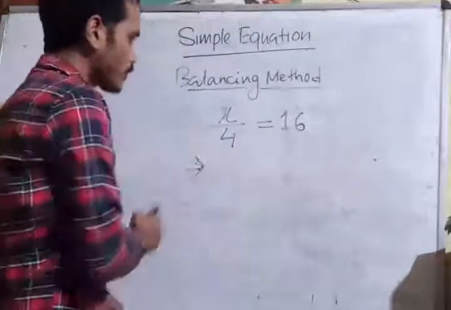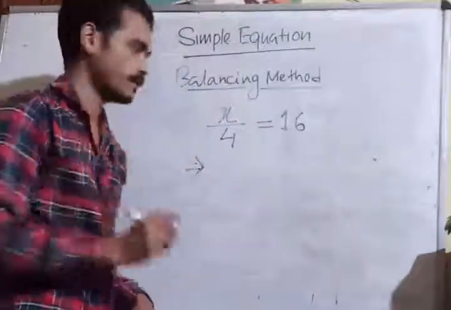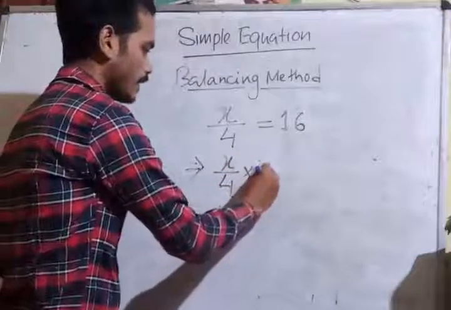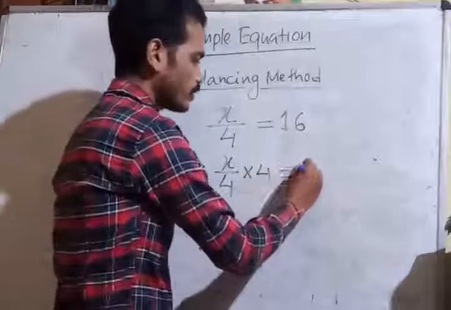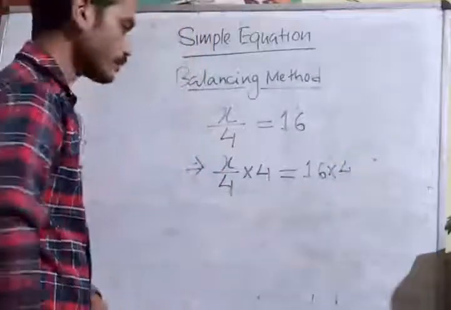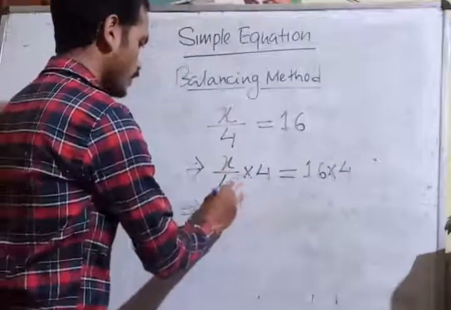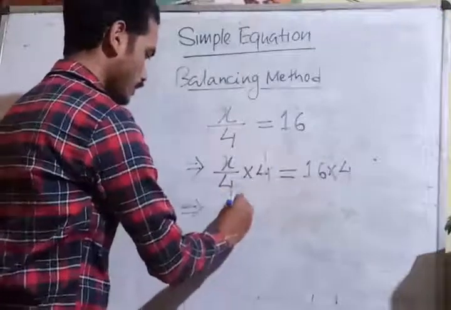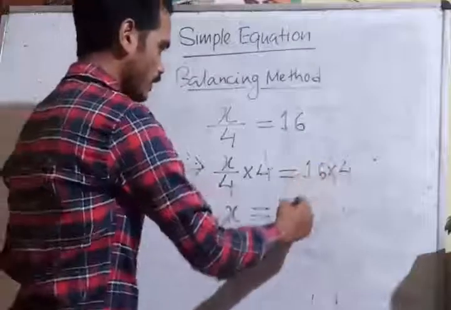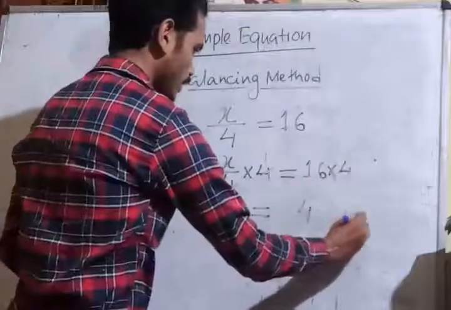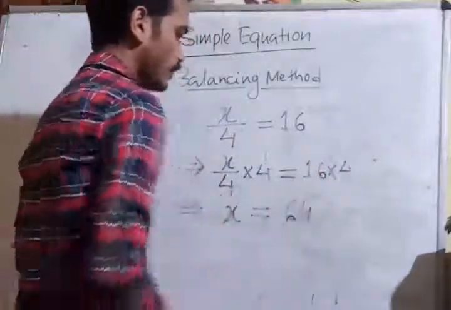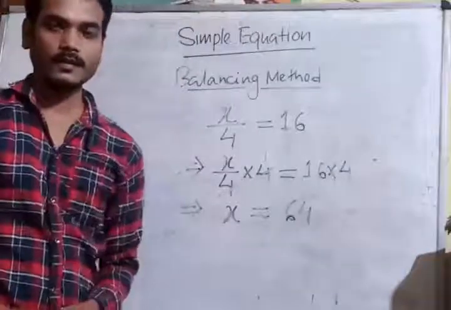Now the number is 4, it is in division form, so you have to do multiplication. So this is x by 4 multiplied by 4. This side also you have to do something: 16 into 4. Now 4 and 4 will be cancelled out. 4 1s are 4, this will become x, and 16 into 4 you have to multiply. 6 4s are 24, 4 2 carry. 4 1s are 4 and 2 is 6. So this is 64. So x is equal to 64.